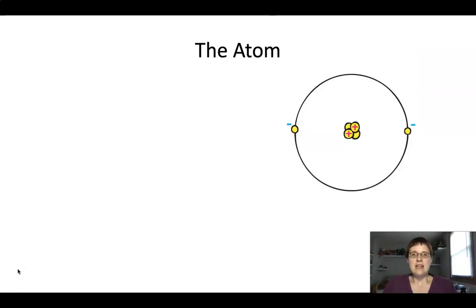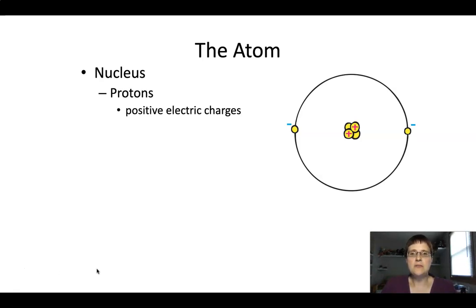Before we can get into how electricity works, we do need to talk about the atom. The atom has some parts that we need to review. I know some of you, this is probably a review for. We've got the nucleus, and the nucleus is made up of two types of particles. We've got protons here in the nucleus, and these are the positively charged particles. They're going to have positive electric charges for what we're talking about. They're going to hang out with the neutrons.